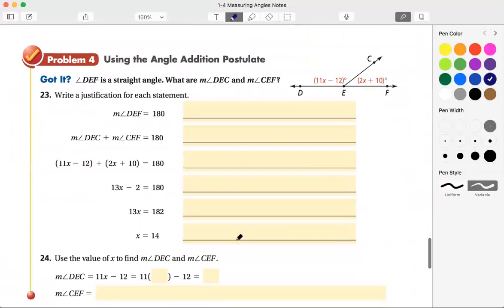Okay, so how can we use that in a problem? All right, so here it is. Here's the whole problem worked out. We're going to write each step. So the measure of angle DEF equals 180 degrees. How do I know that? Because a straight angle measures 180 degrees. Okay, now measure of angle DEC plus the measure of angle CEF must also equal 180 degrees. So basically what we did there was we added. So the whole equals the sum of its parts. This is called the angle addition postulate.